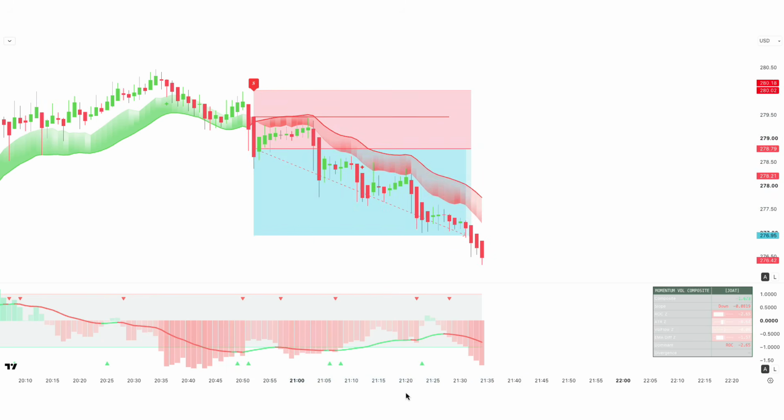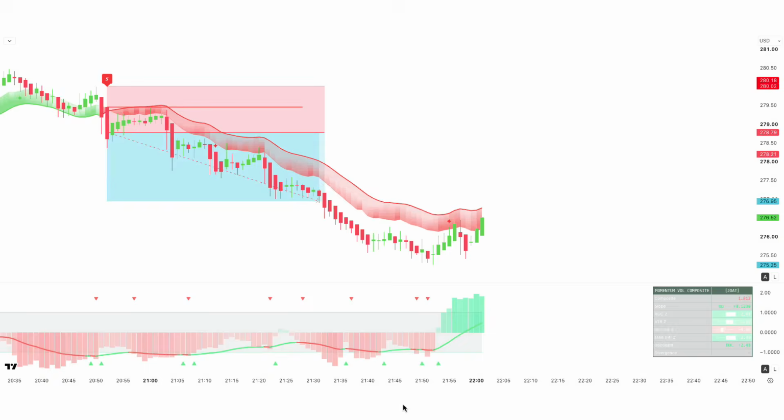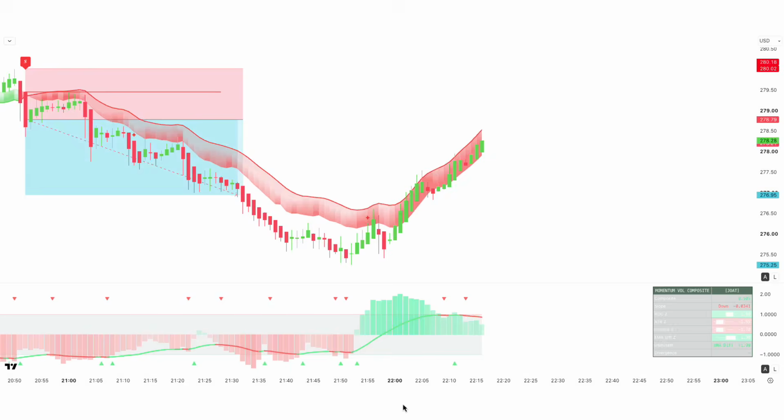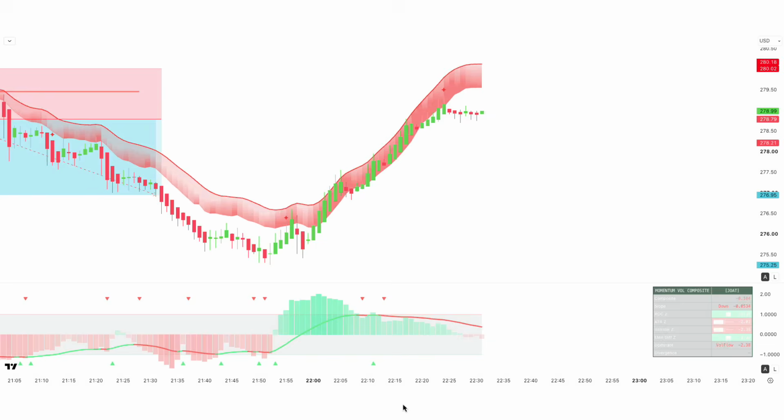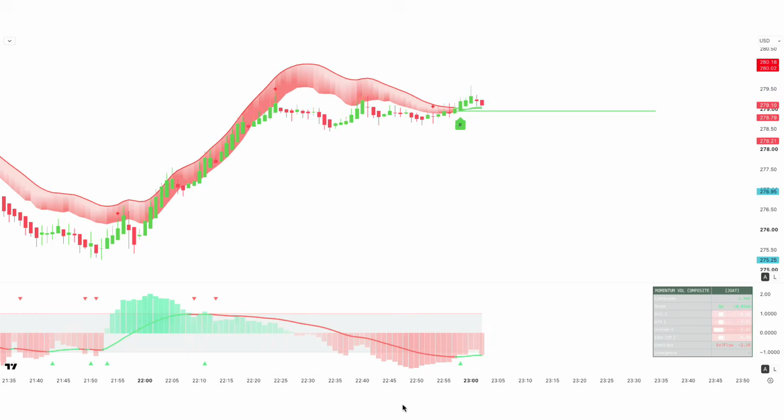I hope this tutorial helped you understand how to use this indicator more effectively. Remember, no indicator can guarantee perfect results, so always test any strategy on historical charts and use proper risk management before trading live.